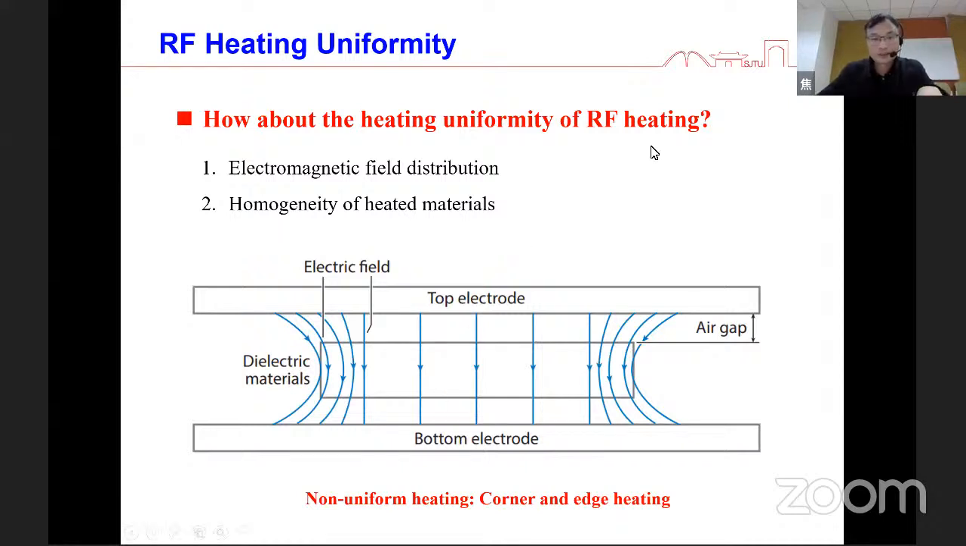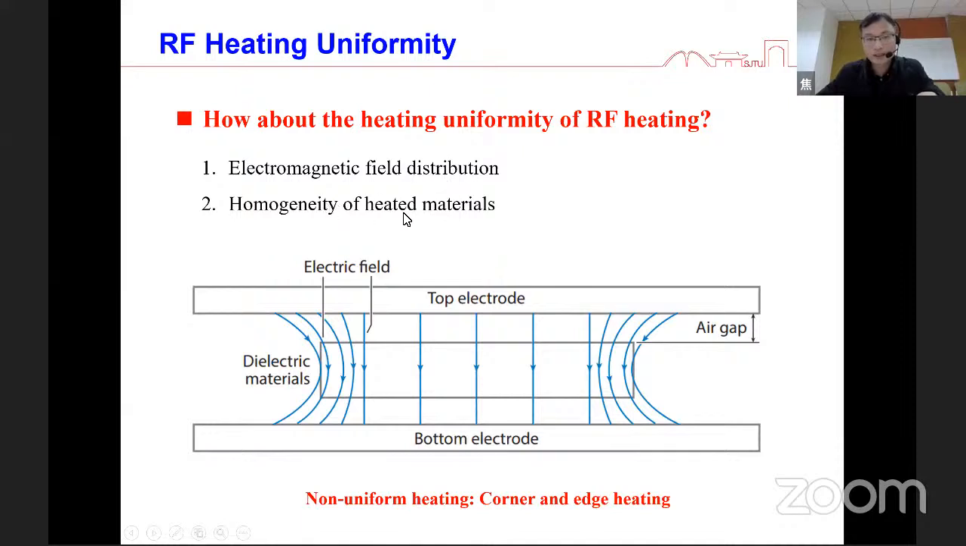Why? We can see this picture, right? This is food material placed between two parallel electrodes. You can see there is some electromagnetic field concentration at the corner and edge. So in this part, those corners and edges will have overheating. We also call it corner and edge heating. So those would cause non-uniform heating. It's from the electric field distribution side.